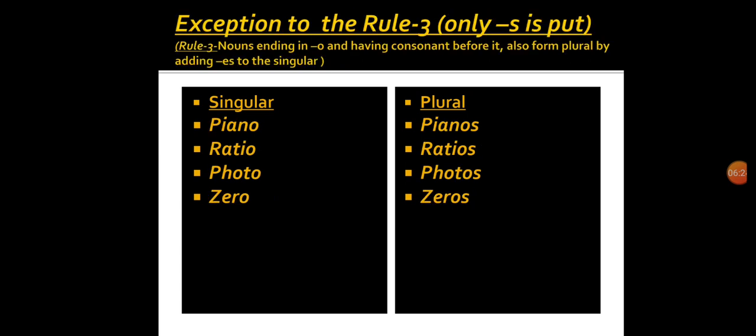Here are also some exceptions to this rule 3. See some examples. In piano, the last letter is o, but we do not add es for forming its plural, we just add s to it. Pianos. Similarly, other examples: ratio, ratios, photo, photos, zero, zeros. We have to keep in mind the exceptions to certain rules that we are going to learn here.